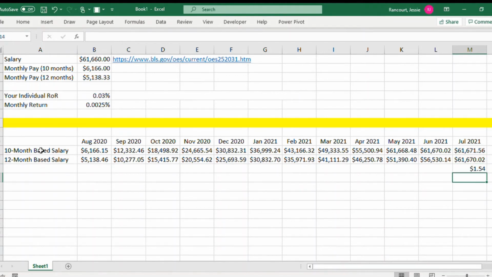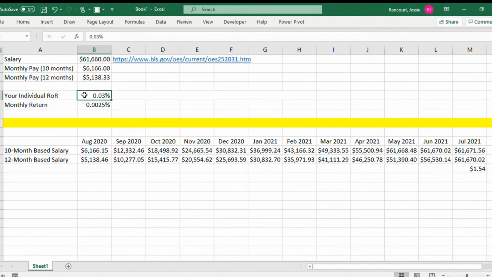Okay. I drag them across and we can see the difference. So I take the first one minus the second one, and as it turns out, 10-month base salary actually gives you $1.54 more. Now, I know what you're thinking. We're using bigger numbers, and $1.54 doesn't make an entirely huge difference.